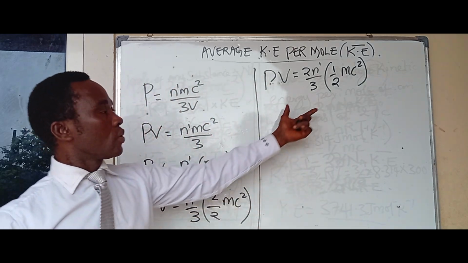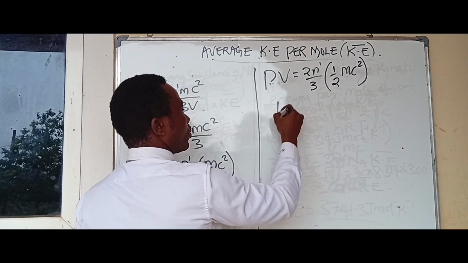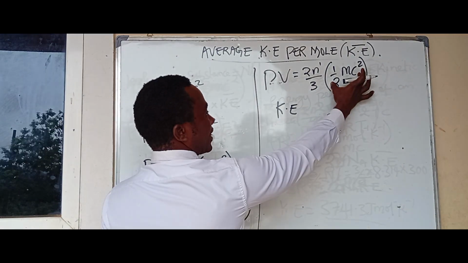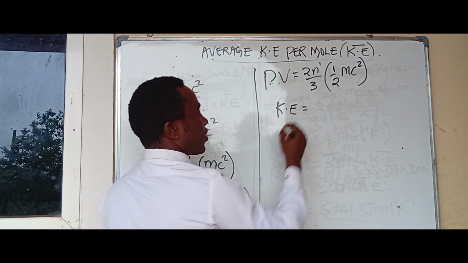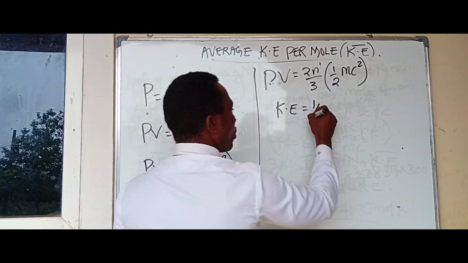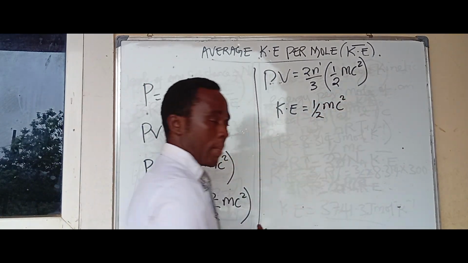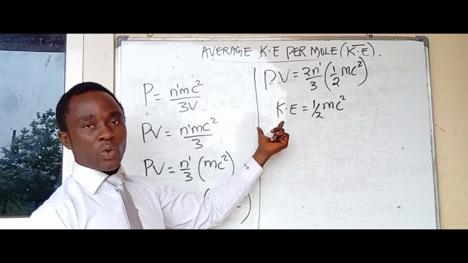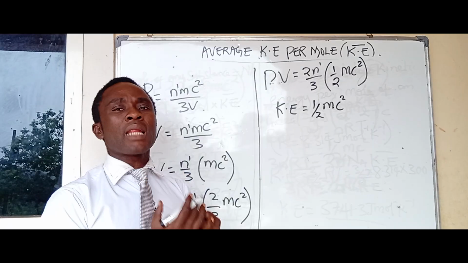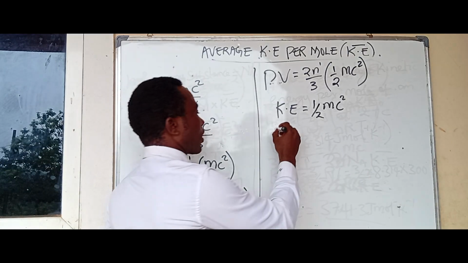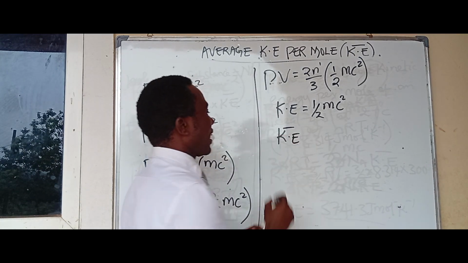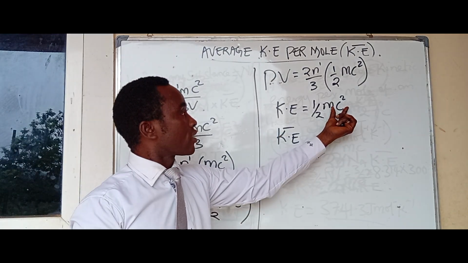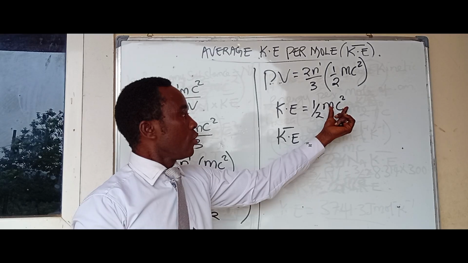Now, if you look at this equation, you agree with me that this is kinetic energy. Because kinetic energy of a gas is equal to 1 over 2 MC squared. But if we are talking about average kinetic energy, we are talking about KE bar, that is average kinetic energy. Average kinetic energy goes with average speed.